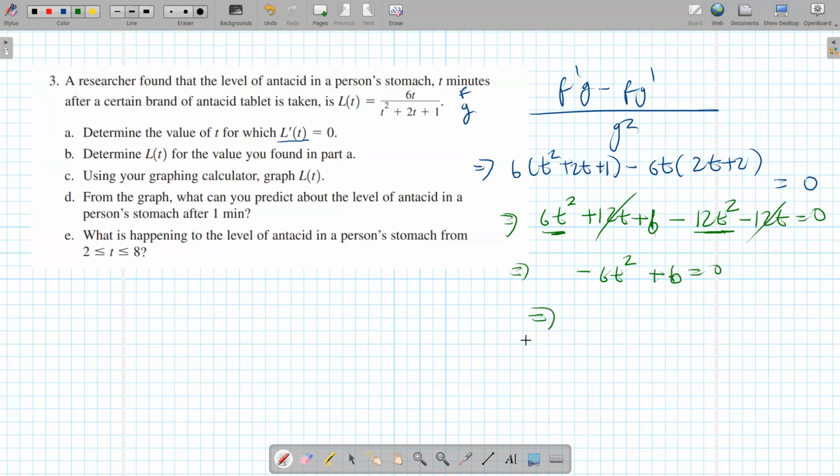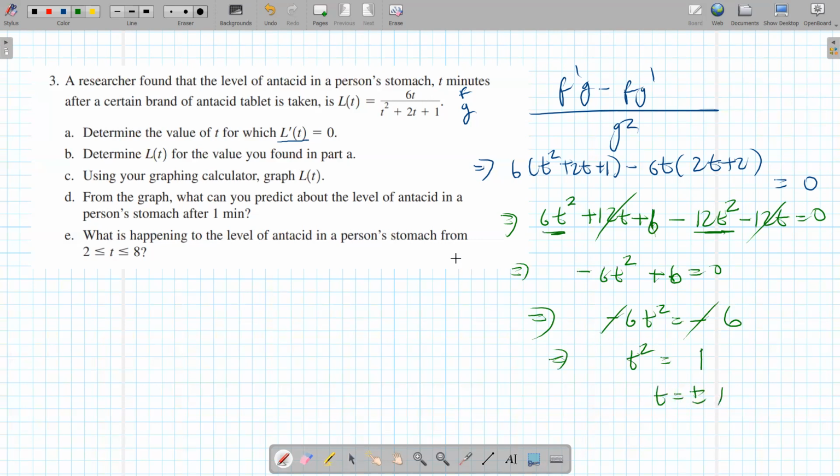How do you solve this for t? You subtract 6, so negative 6 t squared is negative 6. The negative signs cancel out. Divide both sides by 6. You got 1, right? So t is plus or minus 1.